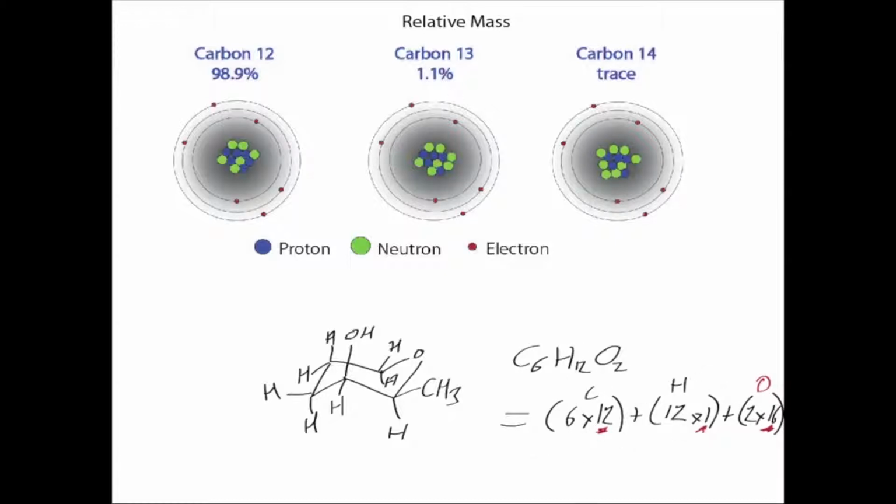So what does that come out to give us in terms of its mass? That's just a matter of adding these up. So that'll be 72 plus 12 plus 32, and that equals 116. So that is the molecular mass of this molecule that I've just made up. So that's how we determine mass, and it's all based on 12 for carbon.